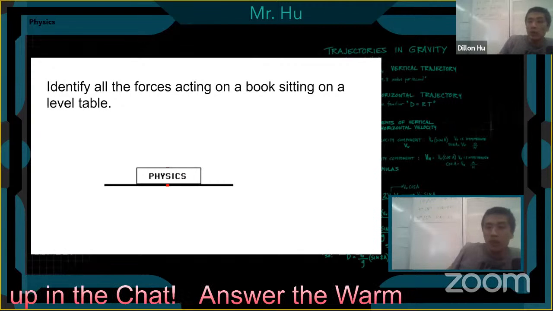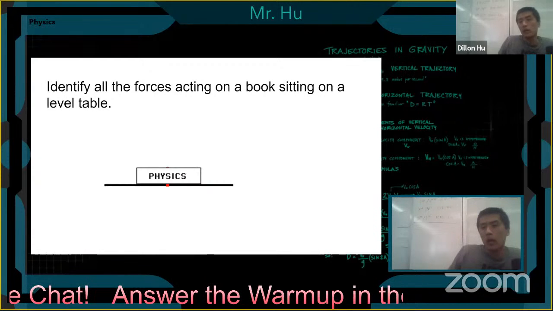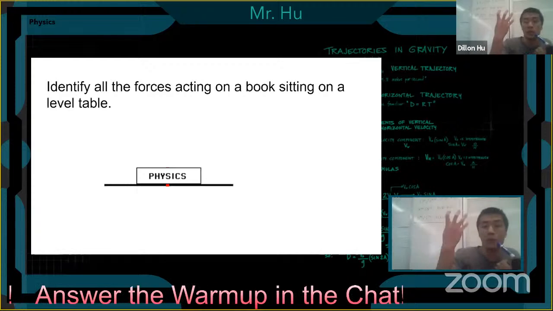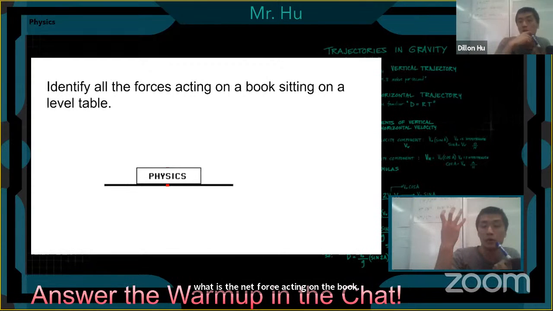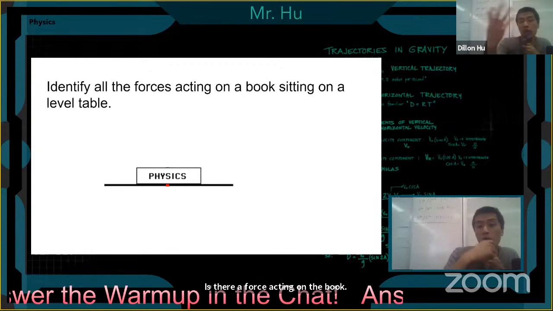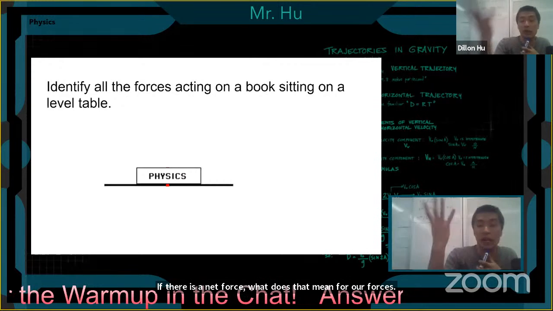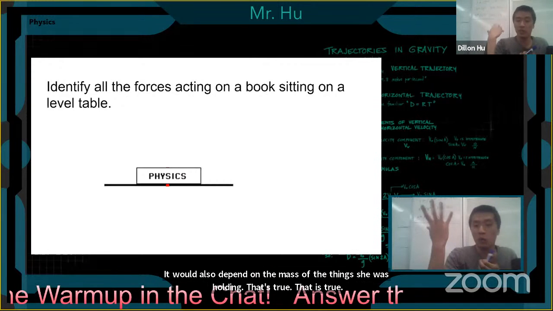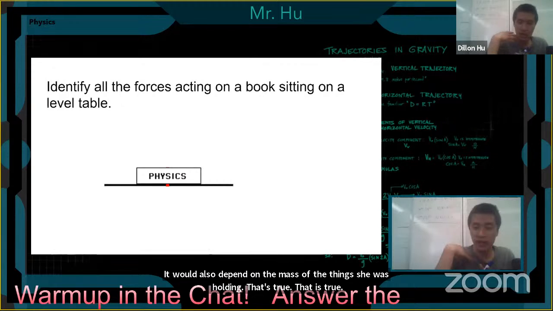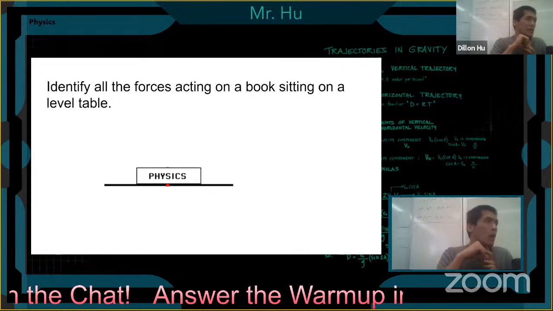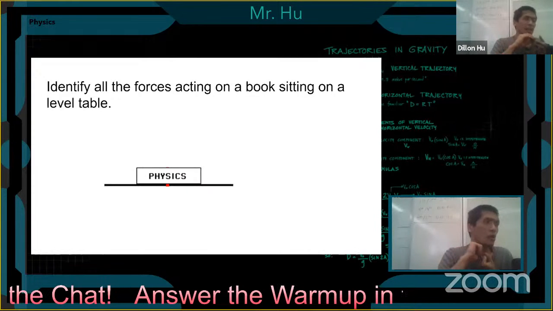It would also depend on the mass of the thing she was holding. That's true. That is true. The main idea is that she just needs to hold the object with the same amount of force that the Earth is pulling on it. So if it's a heavier object, it means that she needs to apply more force to hold it up, which makes sense, right? If you're trying to carry a semi-truck, you need to apply a lot more force than if you want to keep a feather steady. So let's try to identify all the forces acting on a book sitting on a level table.